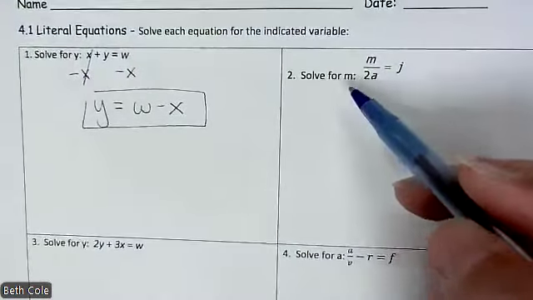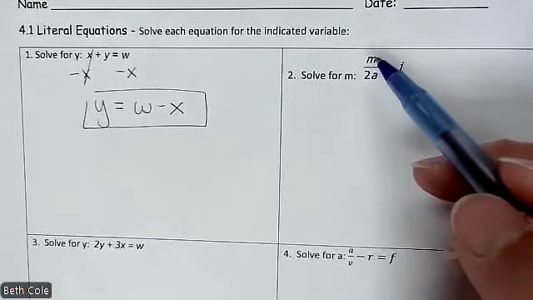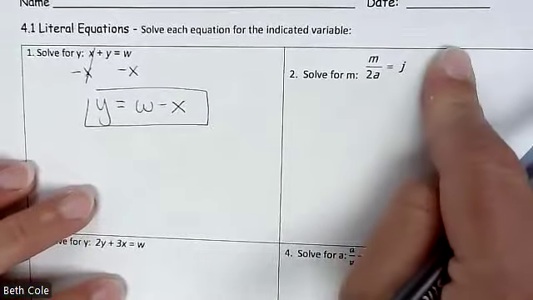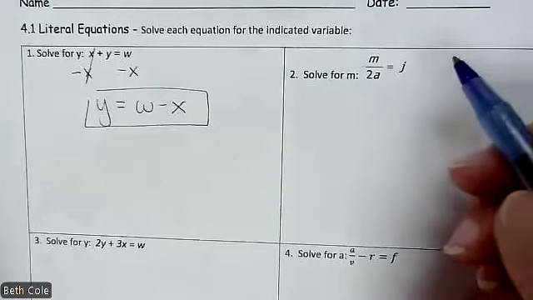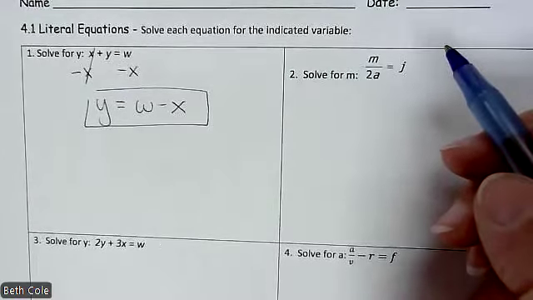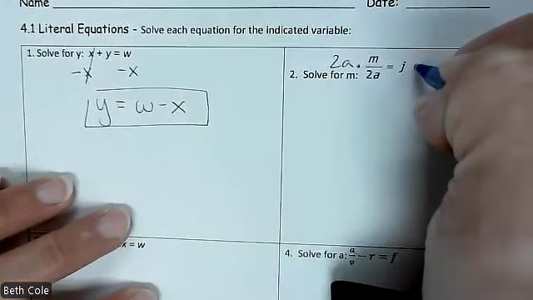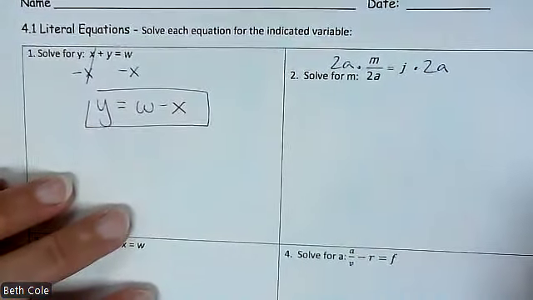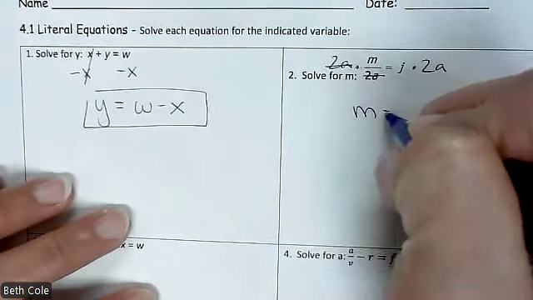All right, this one says solve for which letter? M. Leave M where it is. You want to move everything else away from it. In case no one ever sat you down and explained it, a fraction bar means divide. So how do you undo that? Yeah, multiply. So we're going to multiply by 2a on both sides. And what that does is it cancels it out. And you get m equals.